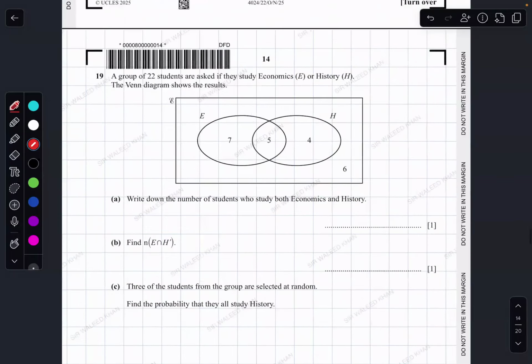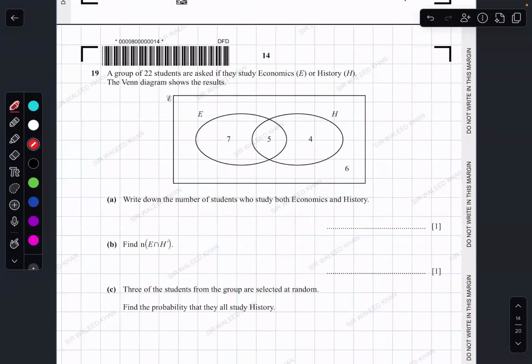Question 19. A group of 22 students were asked if they study economics or history. The Venn diagram shows the result. Write down the number of students who study both economics and history. Economics and history both will be this region, 5. The number of students who study E intersection H complement. Okay. So between history and economics, E apart from each. If I exclude this part, I'm left with just 7 of it.